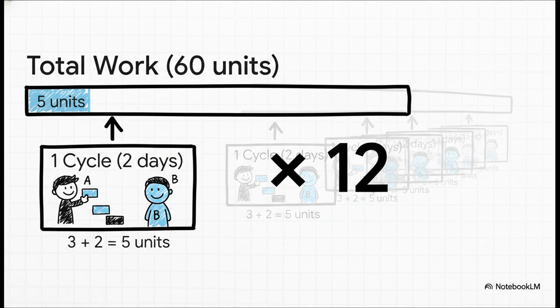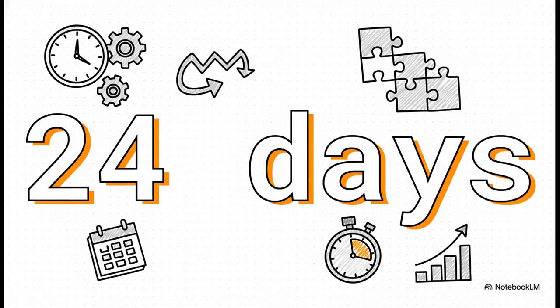To get our total of 60 units done, how many of these 5-unit cycles do we need? 60 divided by 5, that's 12 cycles. And that pretty much gives us the answer. We need 12 cycles, and each cycle is 2 days long, so 12 times 2, it's going to take exactly 24 days. See? The logic just works, no matter how tricky the setup seems.